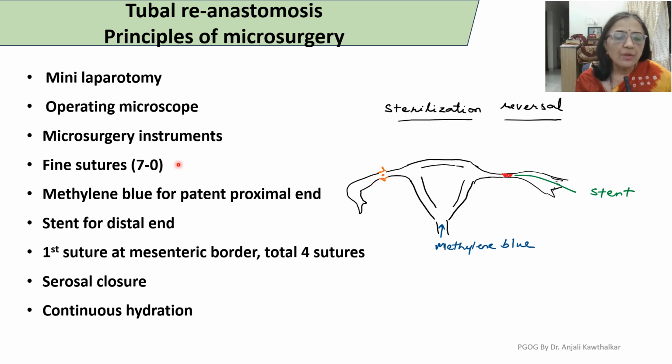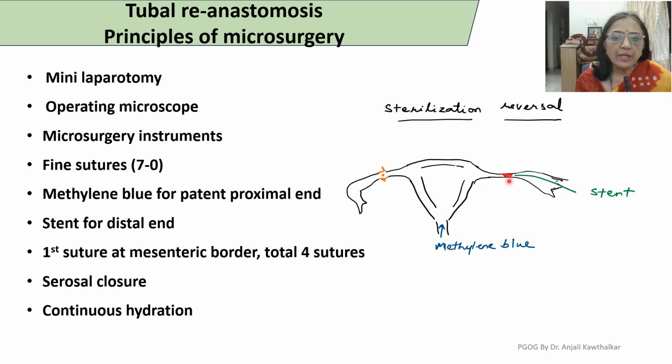Suturing is done with fine suture, 7-0 and even thinner than that. Once we excise the site of tubal sterilization, methylene blue is instilled to confirm the patency of the proximal end, so that when methylene blue emerges, we know that we have gone beyond the site of block. For distal end stabilization, a stent is used, and usually a fine infant feeding tube can also be inserted through the fimbrial end for stabilization of the distal end.